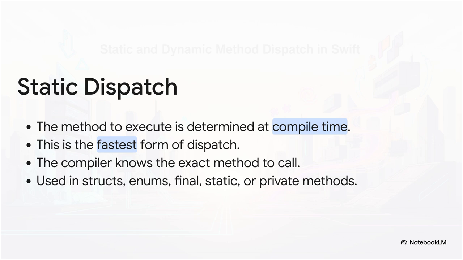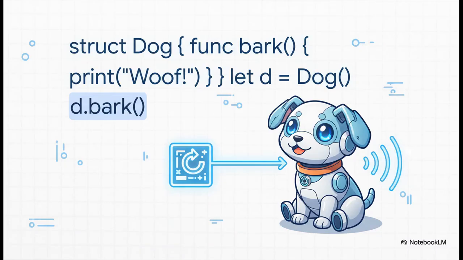This is the go-to method for things like structs and enums, or any method you specifically label as final, static, or private. Basically, any situation where there's no question, no ambiguity at all about what needs to run. Let's look at a super simple example to really nail this down. We've got a dog struct here, and it has one method, bark. So when you create your dog and you tell it to bark, the compiler doesn't even have to think. It knows d is a dog, and there's only one bark method in the universe it could possibly be talking about. So it just wires that connection up directly. It's instant. No hesitation, just pure speed.